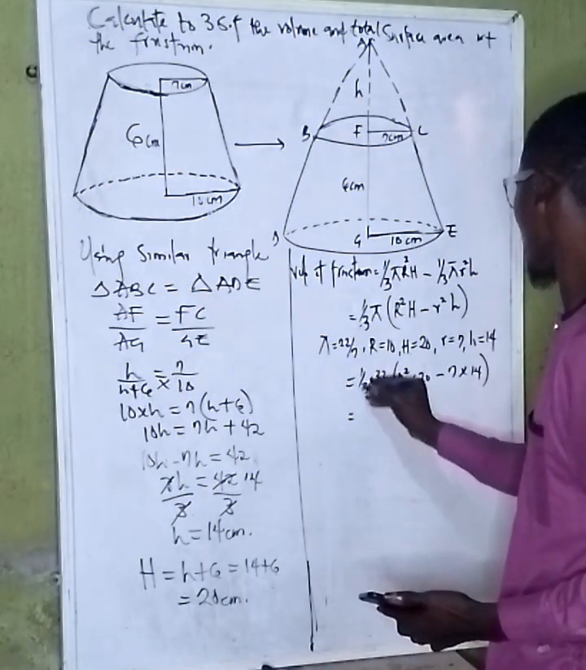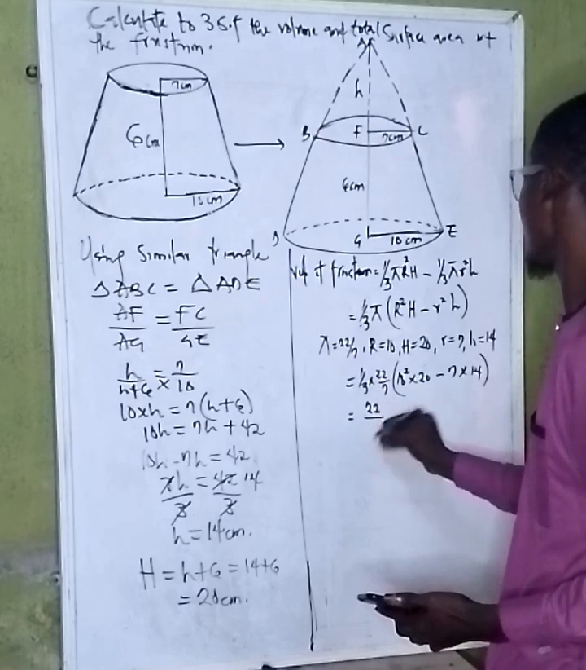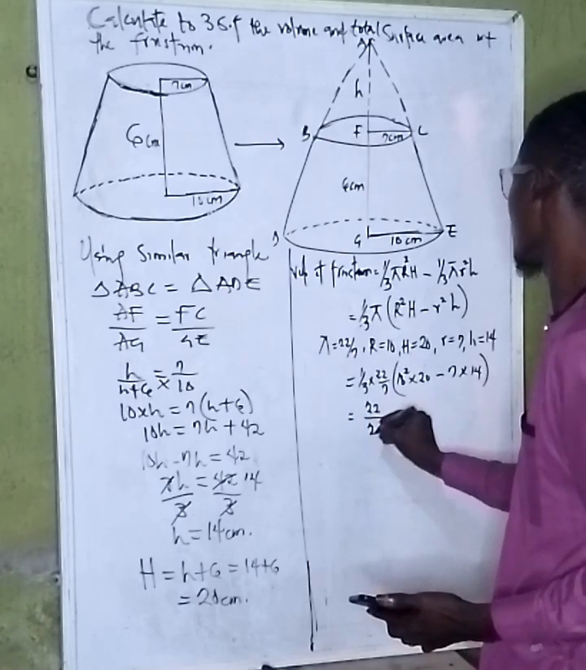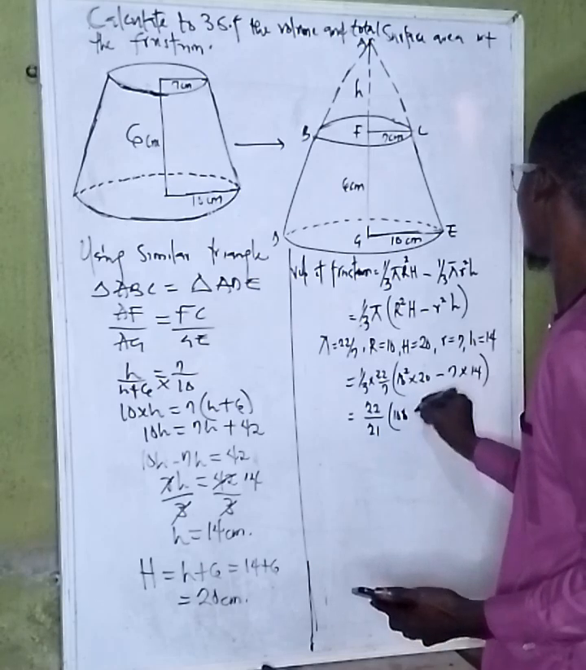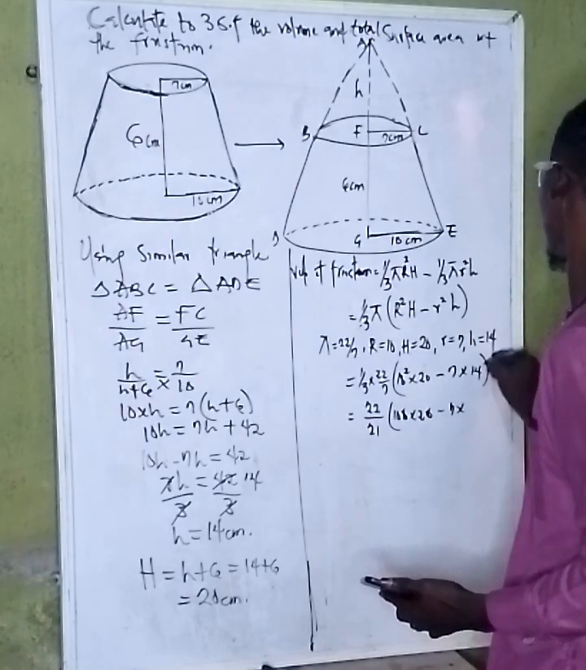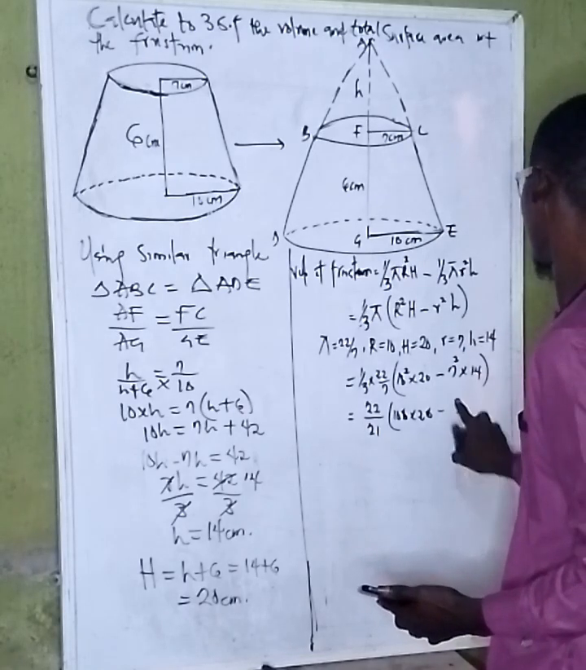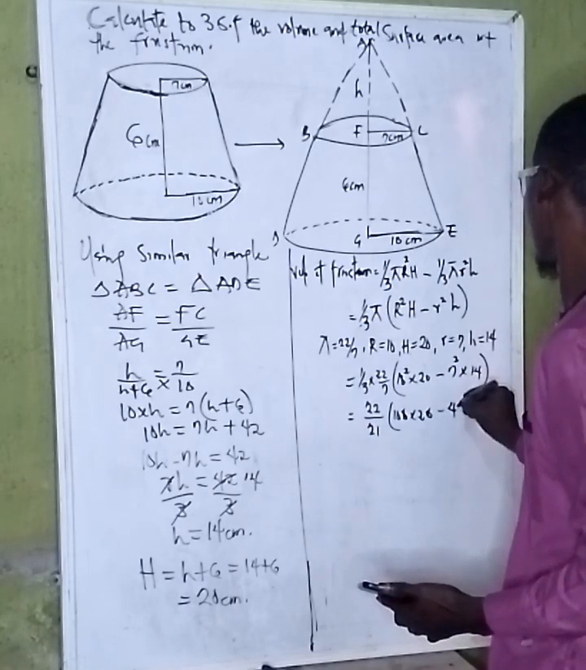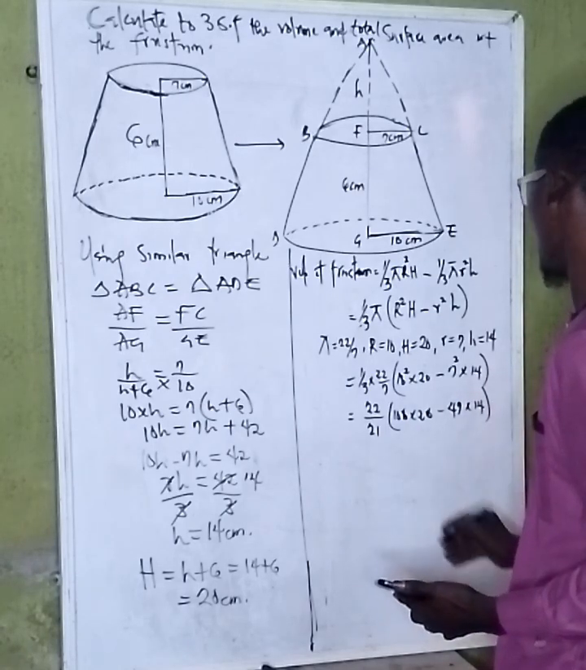All right, now let's go. Meaning that we'll be having 22 over, because 1 times 22 will give us 22, over 3 times 7, which will give us 21. Into this one will give us 100 times 20 minus 7 times, okay, don't forget this one is squared, sorry. So the square of this will give us 49, times 14.